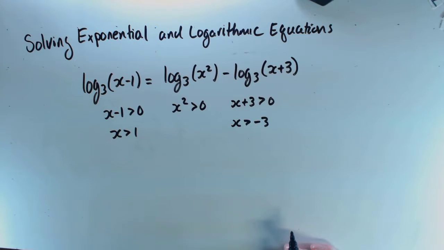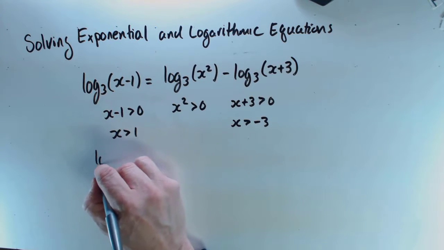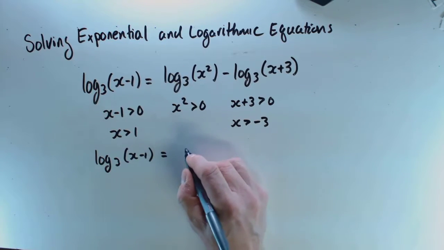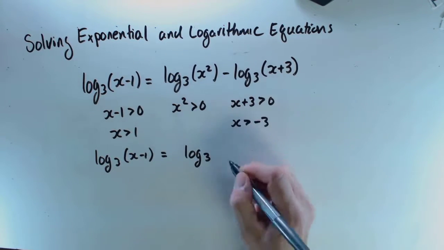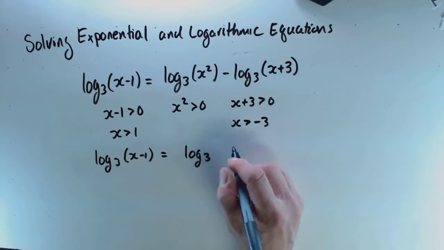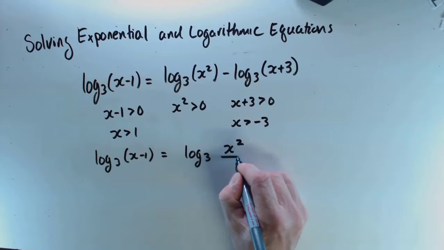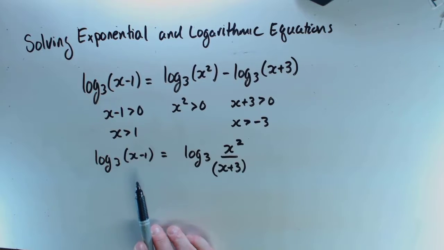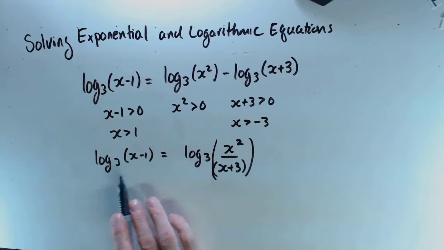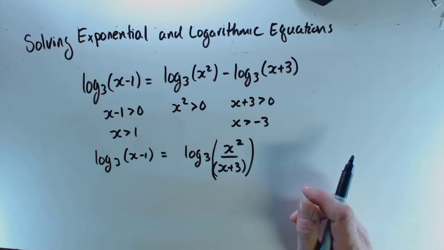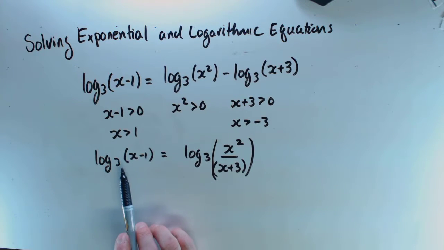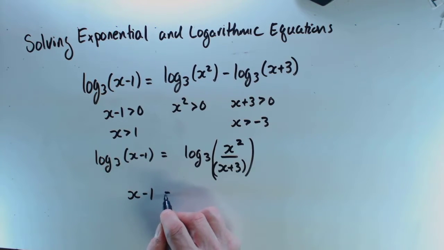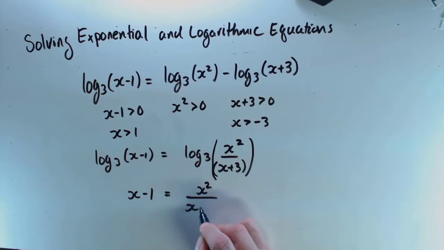Okay, so first thing we're going to do is we're going to go log base 3 of x minus 1 is equal to log base 3, and look, because this is the difference of two logs, I can turn it into the log of a quotient, x squared over x plus 3. Okay, now since these two logs are equivalent, this is one of those rare opportunities where I can say the arguments have to be equivalent since the logs are equivalent. And so x minus 1 is equal to x squared over x plus 3.